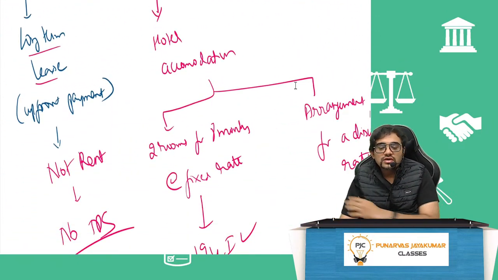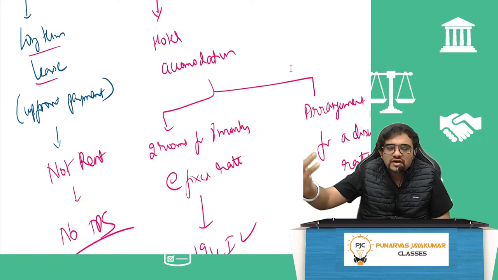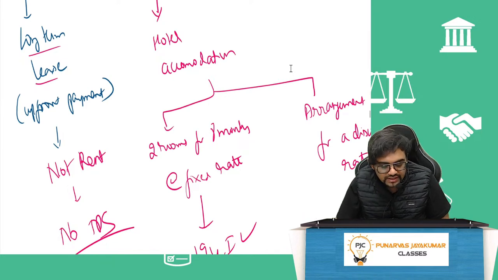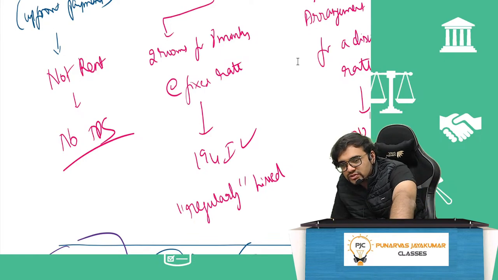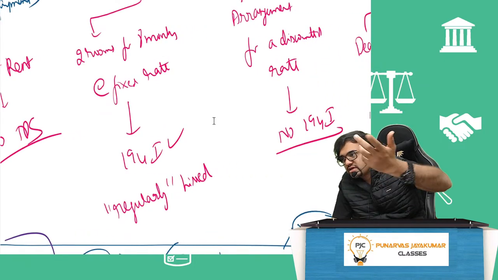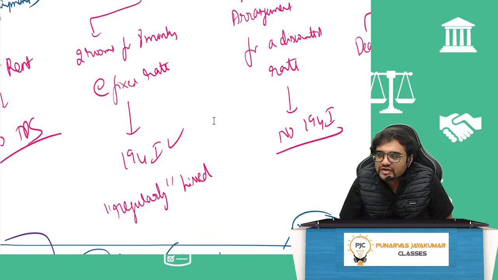Then any long-term lease, 20 years lease, 30 years lease, where you have to refund that after 20 years, that is not rent, no TDS. Hotel accommodation. If I fix two rooms for 8 months at a fixed rate, regular rate, whether I come there or not come there, it's already fixed. Two rooms already ready for me for 8 months, 194I, because regularly hired.